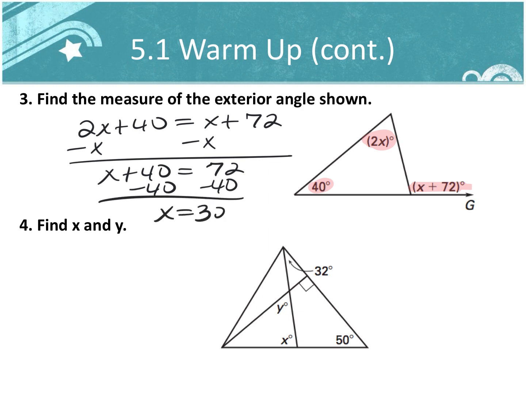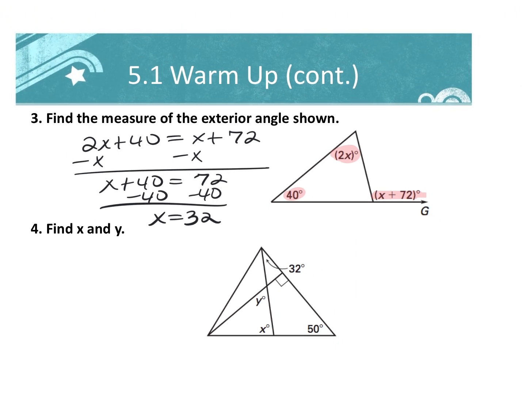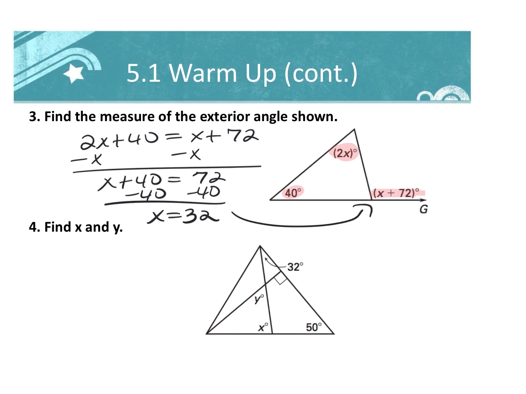X equals 32. But notice it didn't ask me to find x. It wants the measure of the exterior angle. So now I got to plug it in. So I'm going to do 32 plus 72, and that gives me 104 degrees. So be able to apply the exterior angle theorem.